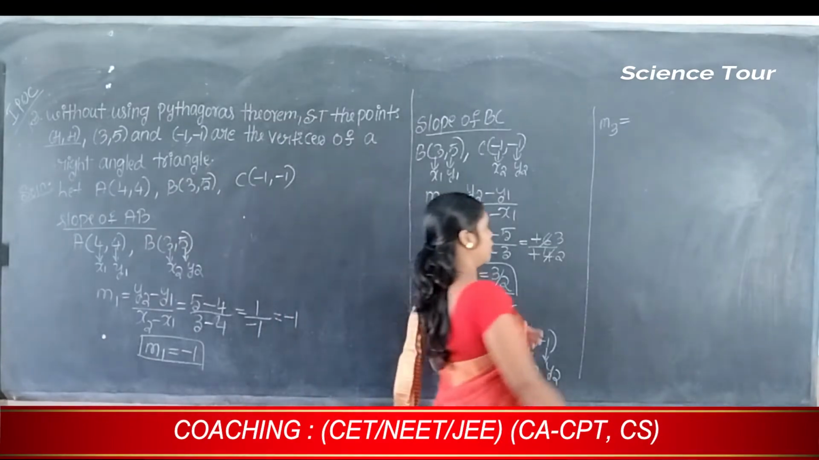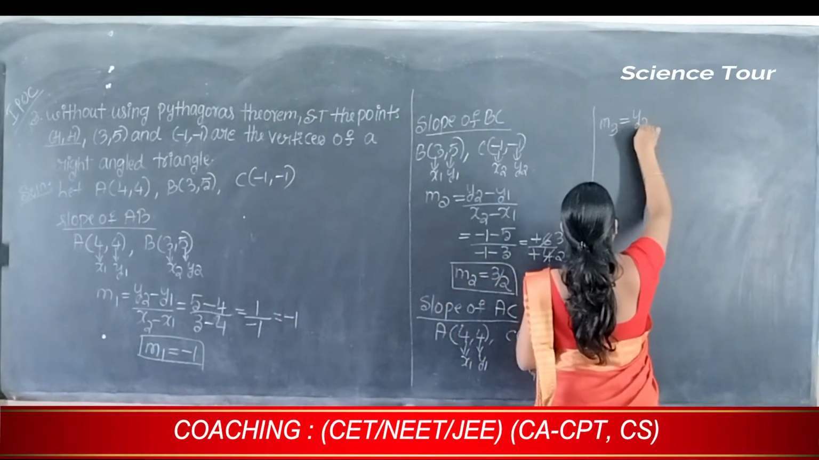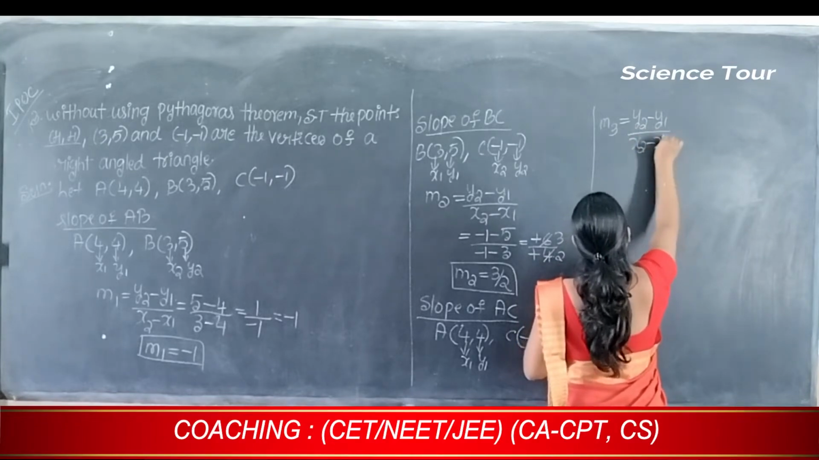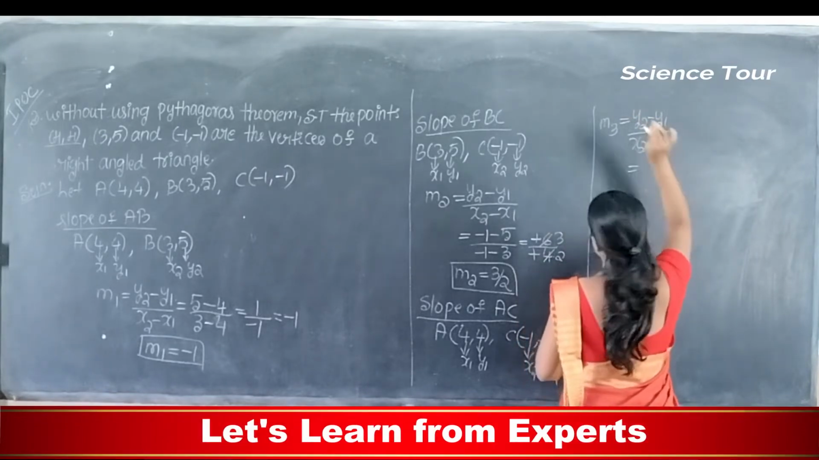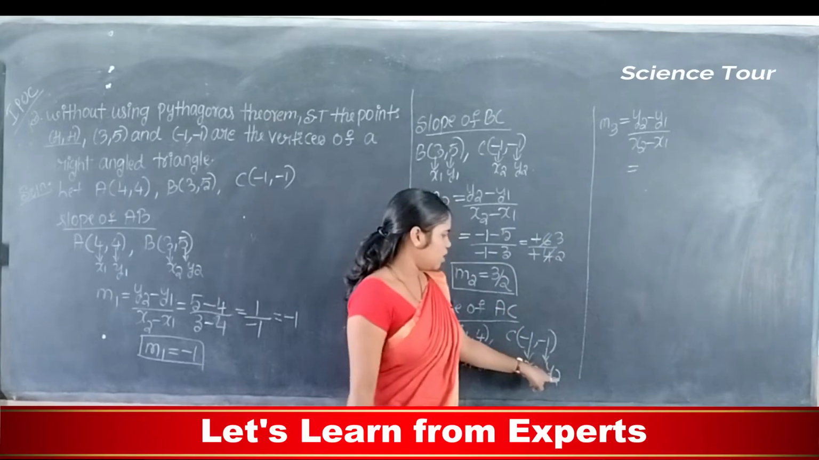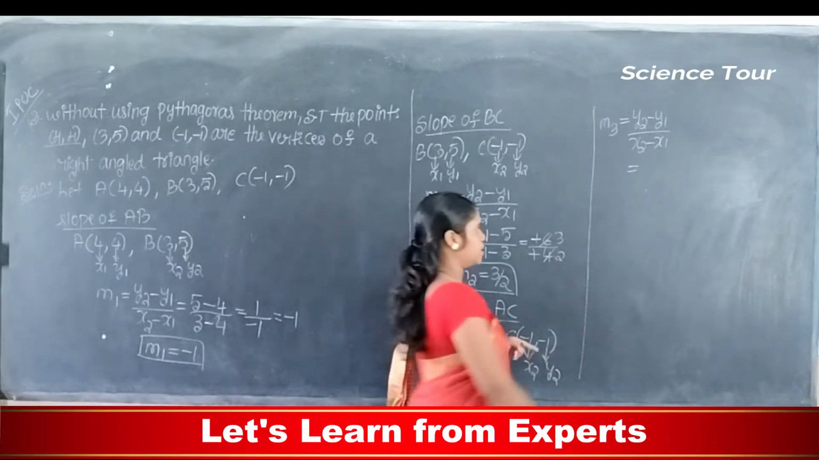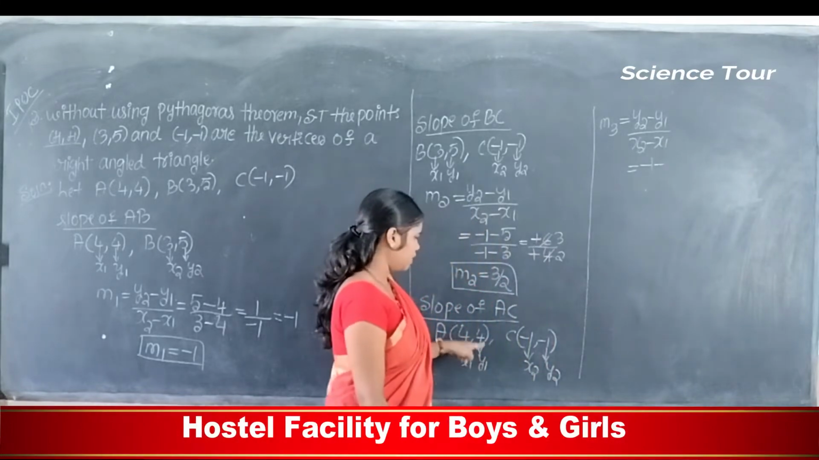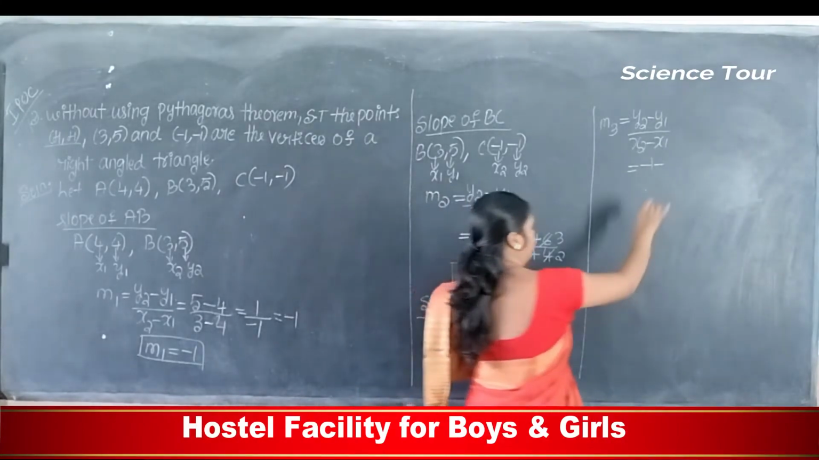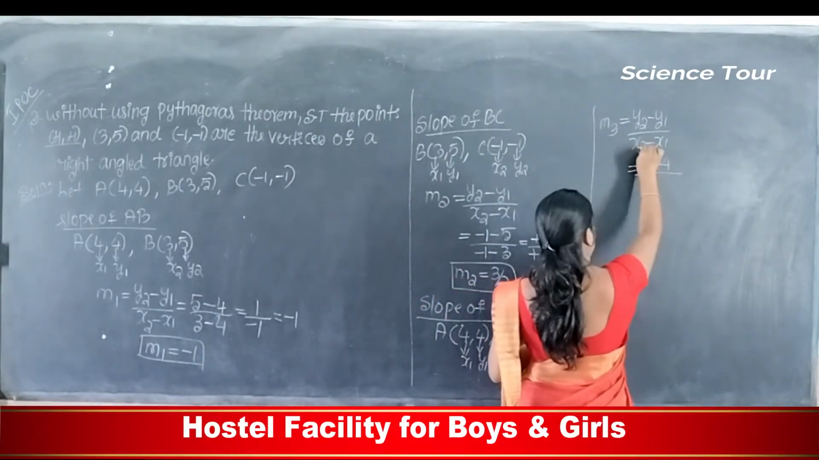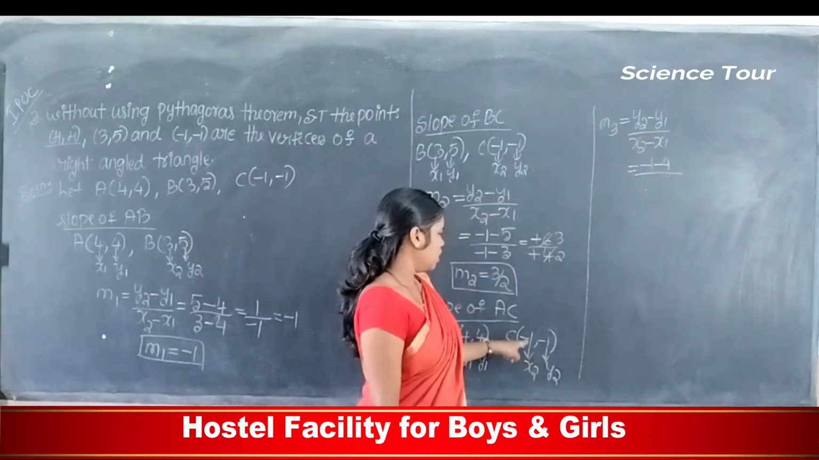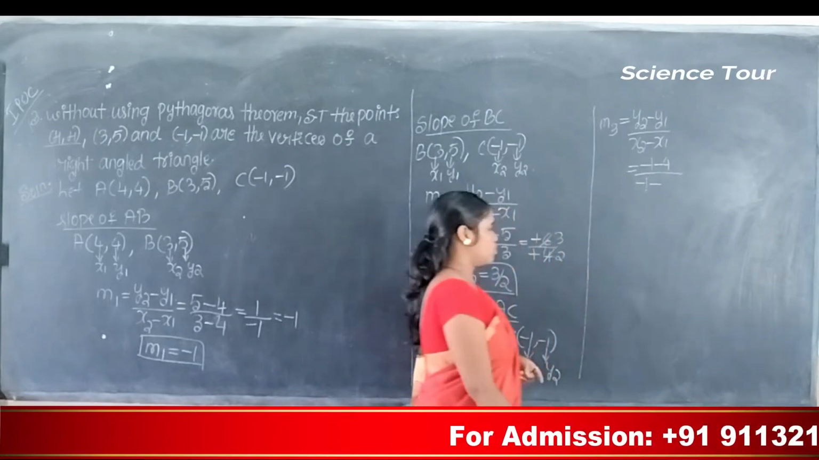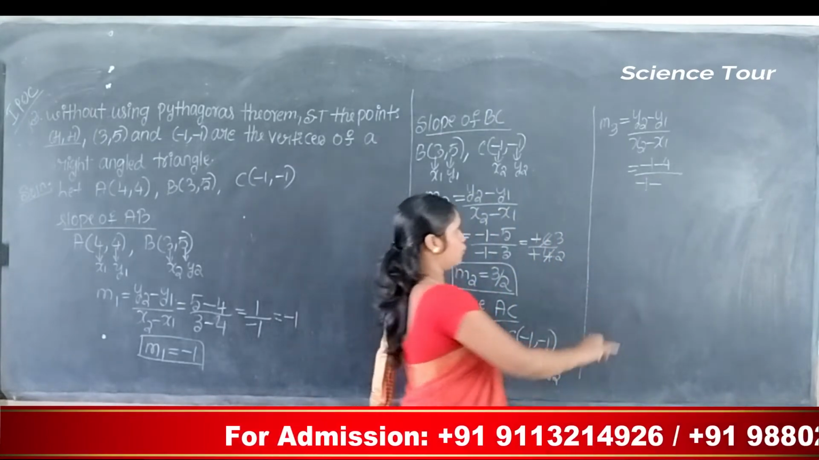If we have 2 points, the slope is y2 minus y1 by x2 minus x1. What is the value of y2 here? y2 is equal to minus 1 minus y1. What is the value of y1? y1 is equal to 4, by x2. x2 is equal to minus 1 minus x1. x1 value how much? 4.